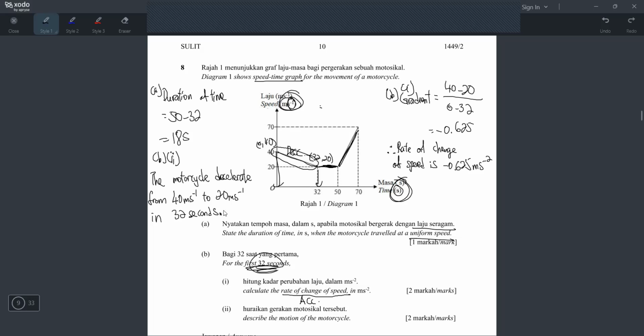Or if you want to be more complete, you can even mention the deceleration, okay? The rate of change of speed. So you can even mention, after you mention this, the motorcycle decelerate from 40 meter per second to 20 meter per second, and the deceleration is 0.625 meter per second square.